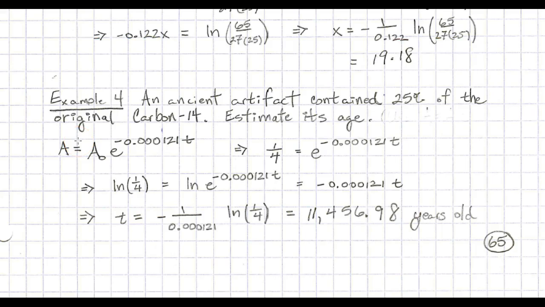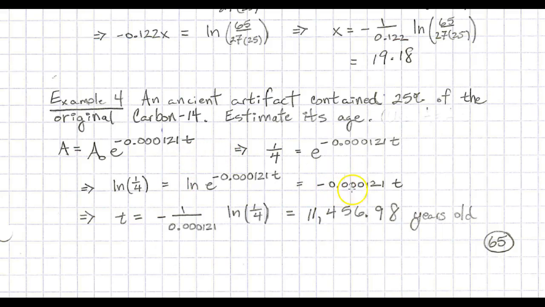So we don't need to know what was there originally to answer these kinds of questions. We just know that A divided by A naught, when I divide both sides by A naught, is 25% or 1/4. Set that equal to what's left on the right-hand side, e to the minus 0.000121t, and we have an exponential function that we need to solve for the unknown variable t. That's our age that we're looking for. Again, I have to introduce logarithms because I can't write 1/4 as e to the something. So I introduce logarithms. The reason I do that is to get this exponent down.